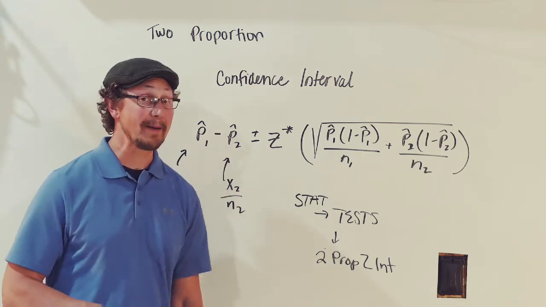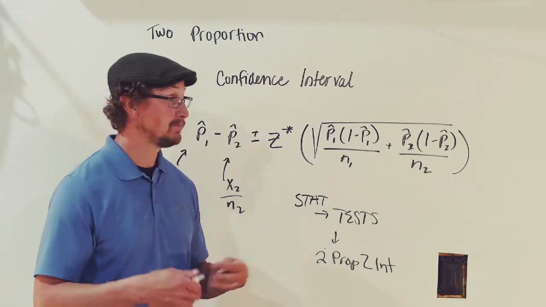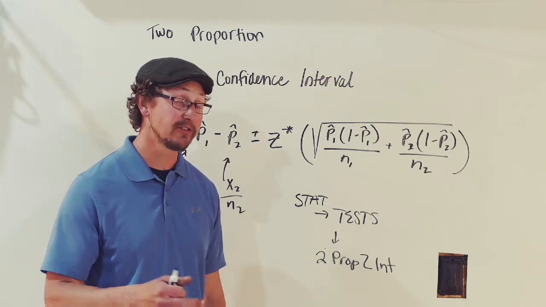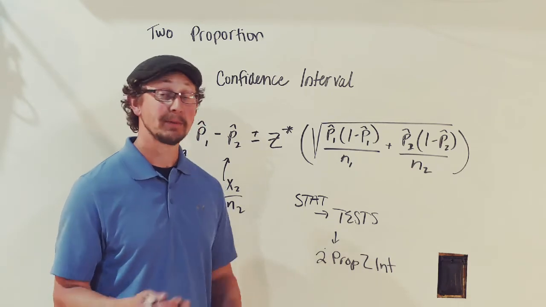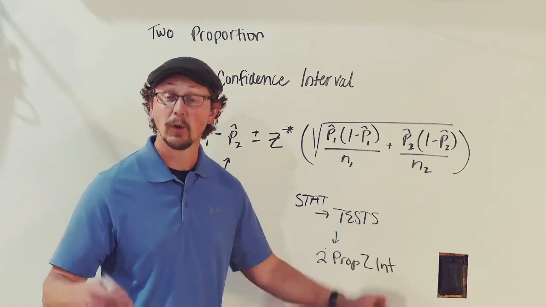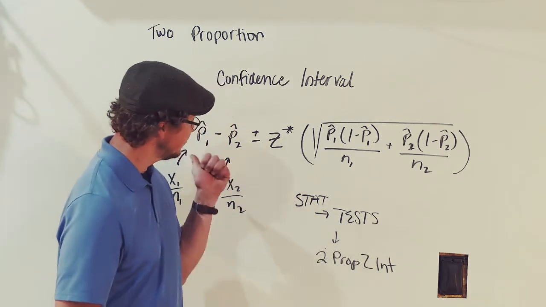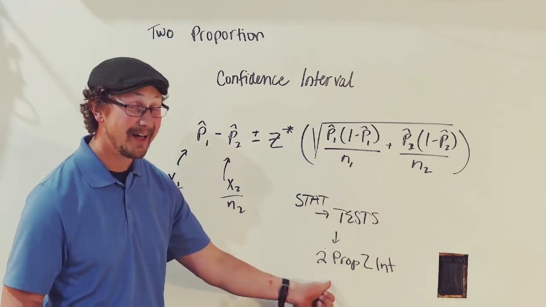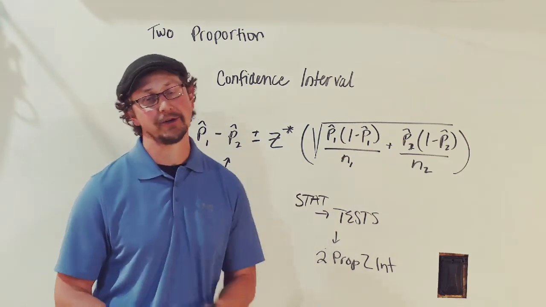Of course, wrap it up by putting a conclusion in context. I am 95% confident, for example, that the true difference between the proportion 1 and proportion 2 is between whatever it is. But confidence intervals, pretty straightforward with the help of your TI calculator, right? So set it up, let your calculator do the heavy lifting.